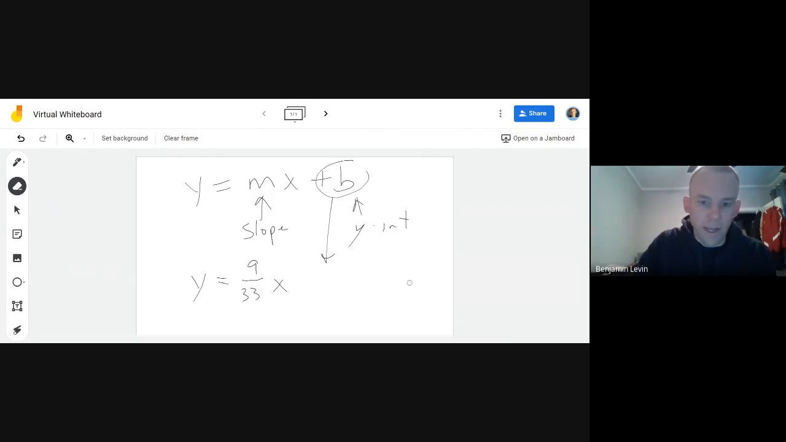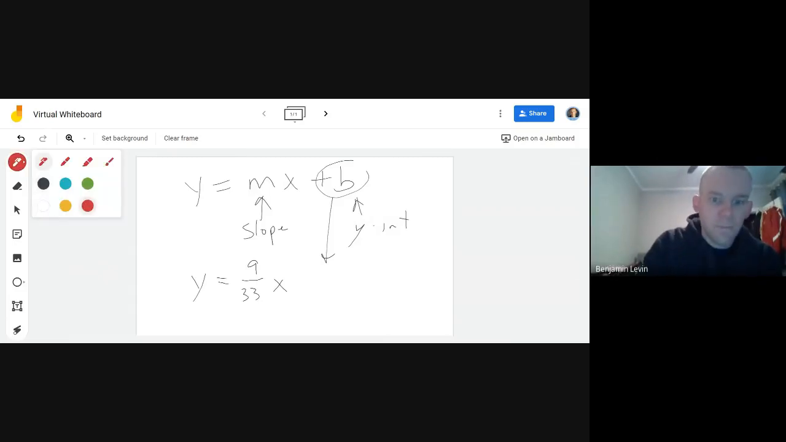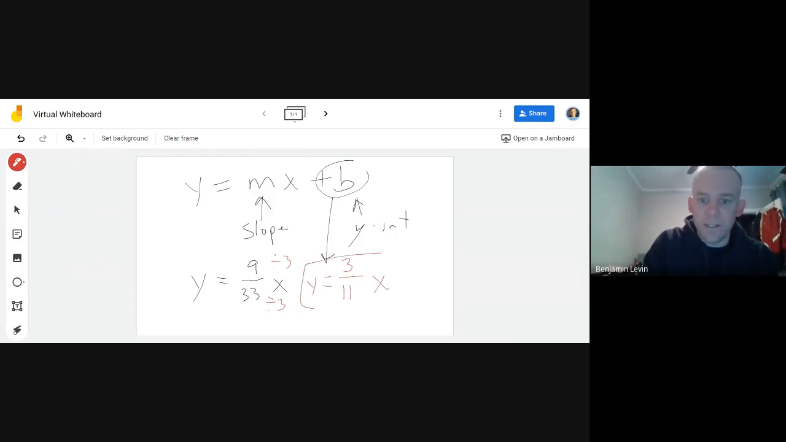Now you can reduce that because both of these are divisible by 3, right? 9 divided by 3 is 3, and 33 divided by 3 is 11. So our reduced simplified equation would actually be this, right? But these are the same, these are equivalent expressions. 9 over 33 and 3 over 11 are equivalent fractions, right?